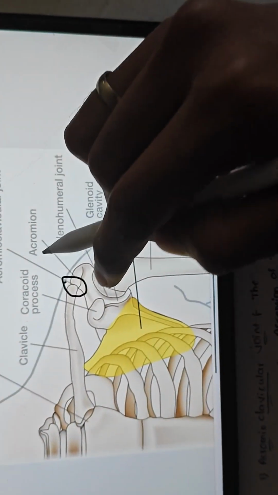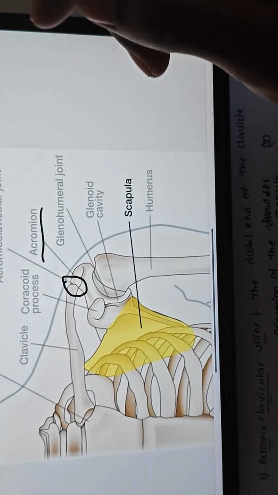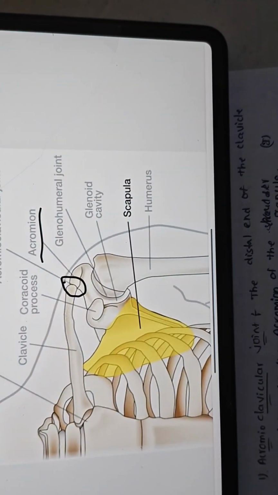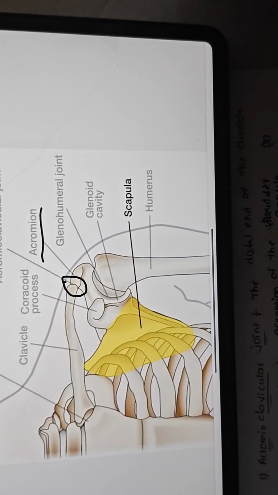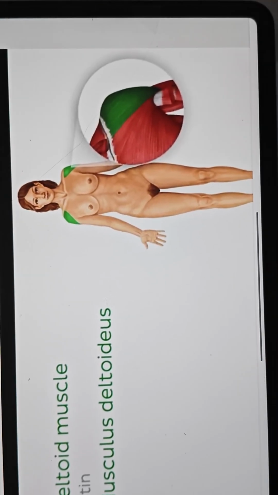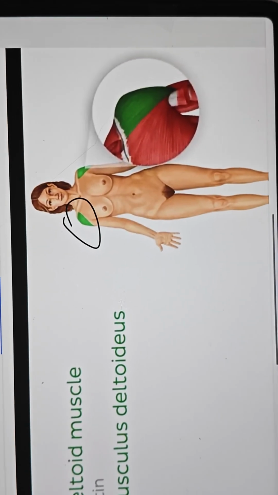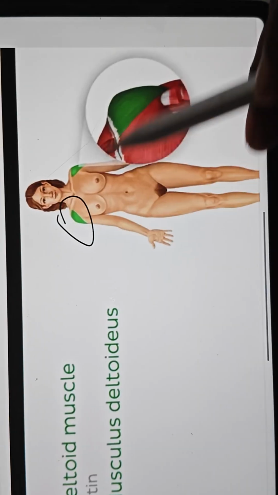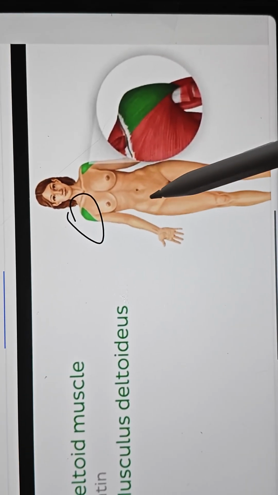Now, what is this acromion? Acromion means it is a bony process which extends laterally from the spine of the scapula. Our next landmark is deltoid muscle, which is a cap-like muscle that sits over the shoulder, and they are superficial muscles.